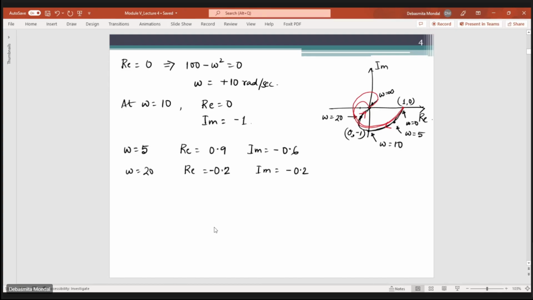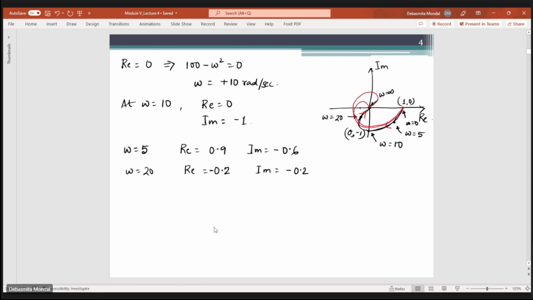So for gain margin, you have to find out the value of the gain crossover frequency and the phase crossover frequency, and at those corresponding values, what is the real component and what is the imaginary component. Once you can identify those frequencies and the corresponding values of the magnitude and phase, you can comment on the relative stability of the system.